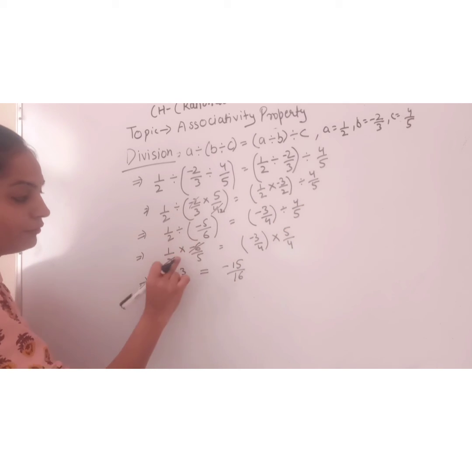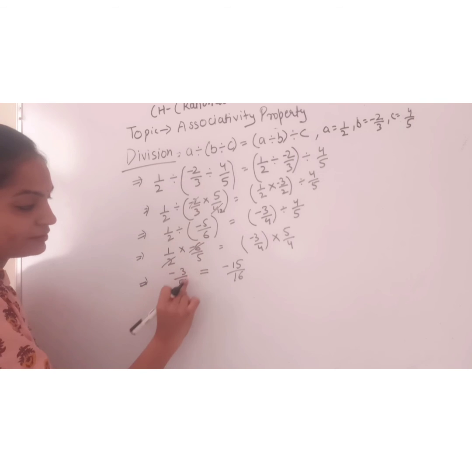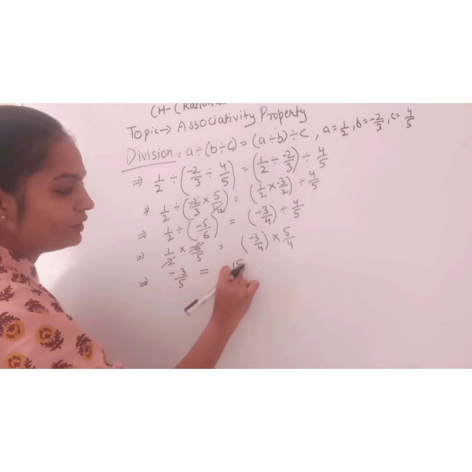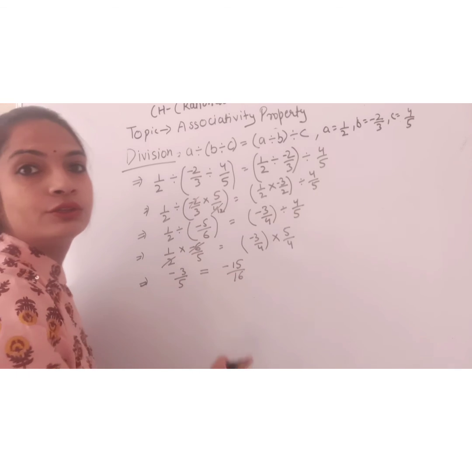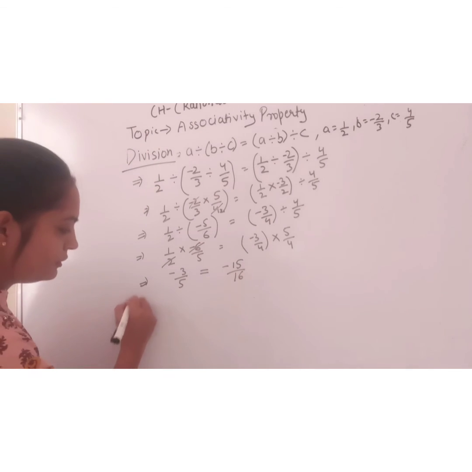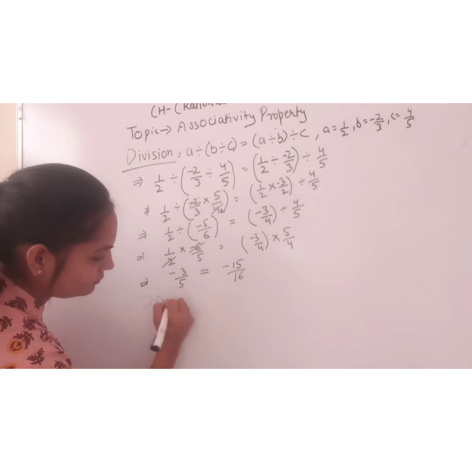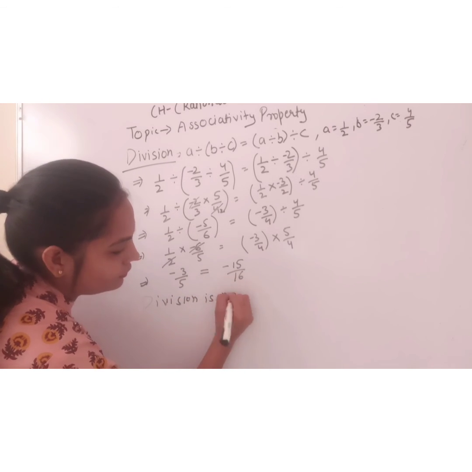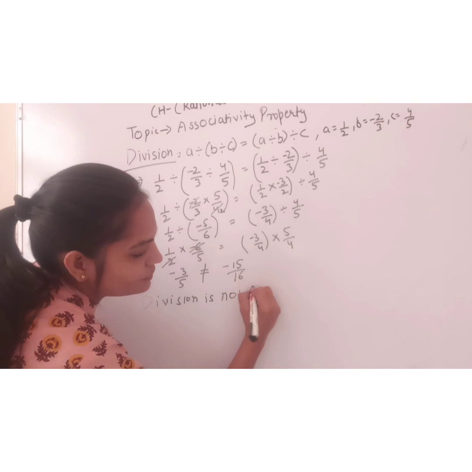After cutting and solving I am getting minus 3 by 5 on the left hand side and minus 15 by 16 on the right hand side. So this is showing me that division is not associative.